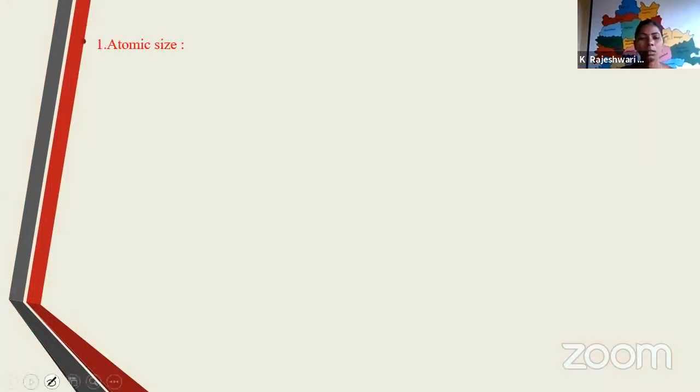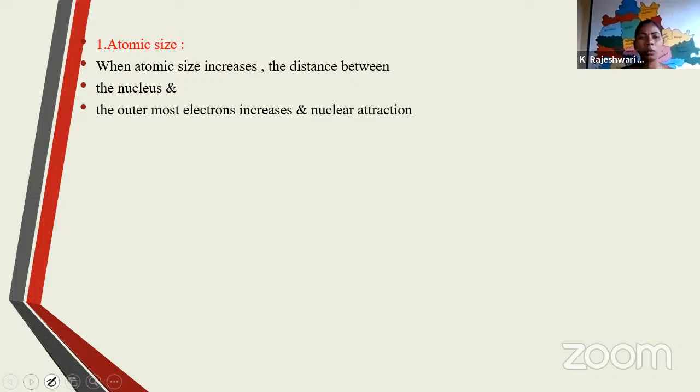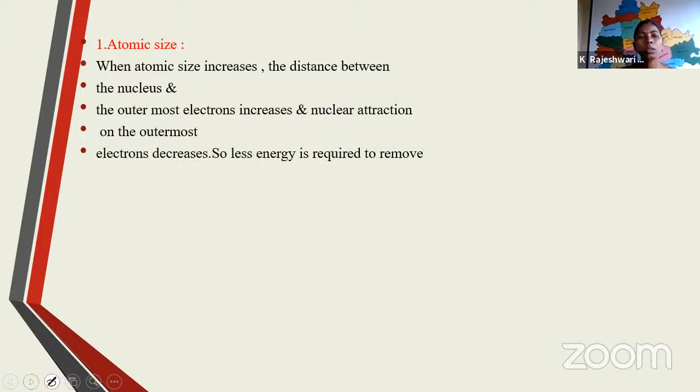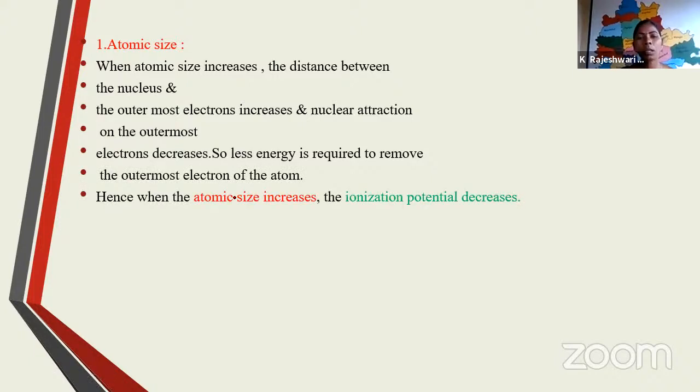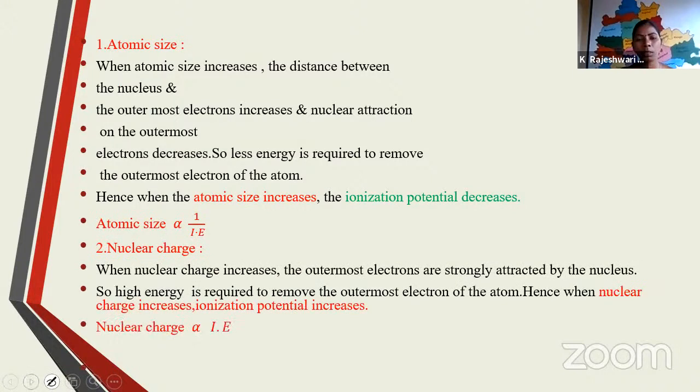First factor is atomic size. So when the atomic size increases, the distance between the nucleus and the outermost electrons increases and the nuclear attraction decreases. Okay, so on the outermost electron, nuclear attraction is decreasing. So less energy is required to remove the outermost electron from the atom. Hence, as atomic size increases, the ionization potential decreases. So we can understand clearly from this picture here.